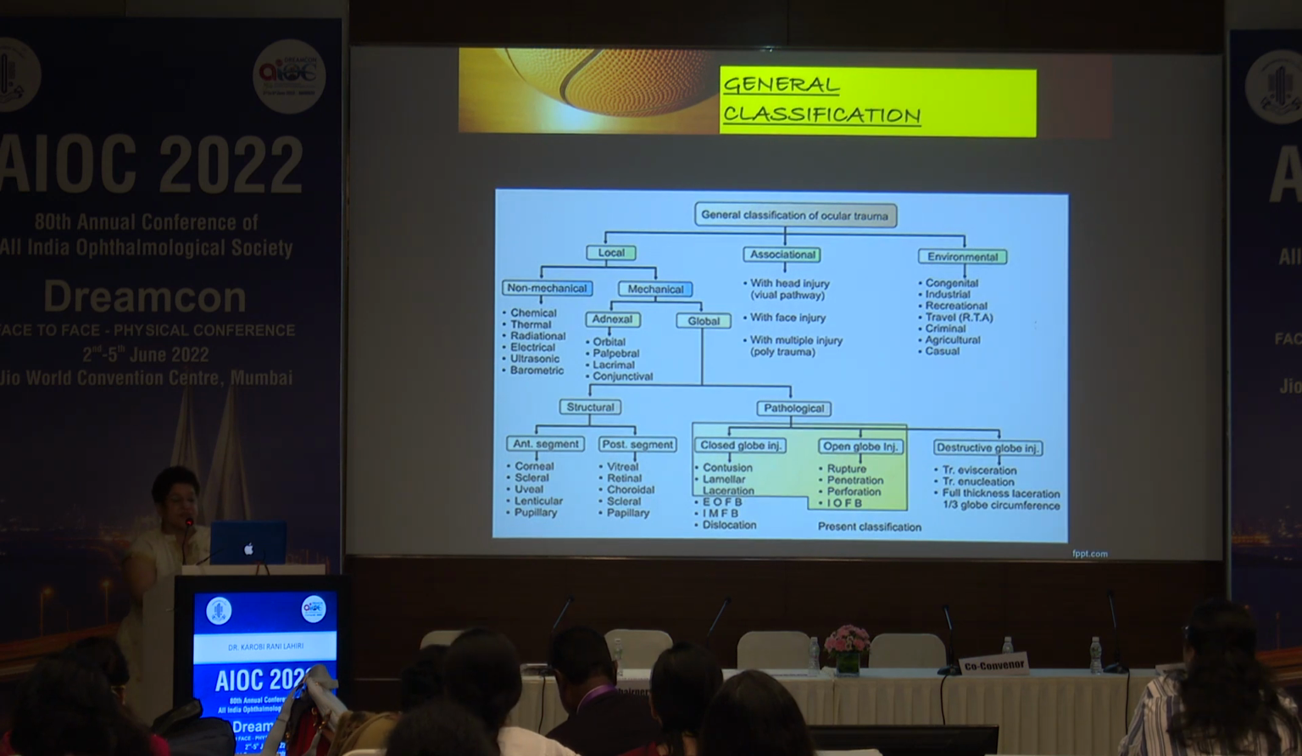Now, the destructive globe injuries are where there is a traumatic evisceration by itself, or a traumatic enucleation by itself, or a full thickness laceration which involves one-third of the globe circumference. So you see this general classification of ocular trauma involves all the structures and the causative agents and the methodologies of ocular trauma. So you have a very comprehensive system on which you can grade it.